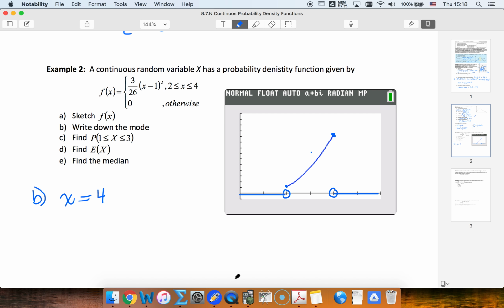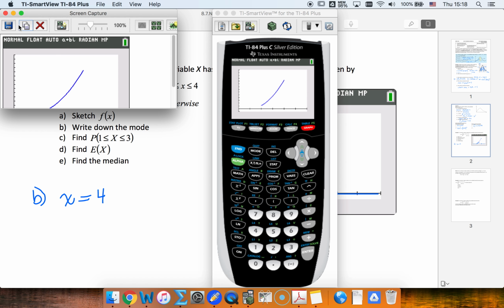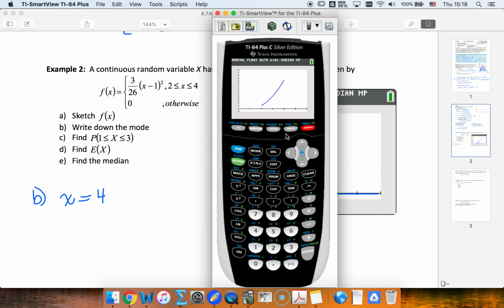Probability from 1 to 3. Well, I know the probability from 1 to 2 is going to be 0. Probability from 2 to 3 is going to be this region here. So there's my 2, there's my 3, so I want this area. So what I'm going to do is I'm going to come into my calculator again and come back to the home screen. If I go into alpha window, I can see my fnInt, and it gives me my setup.